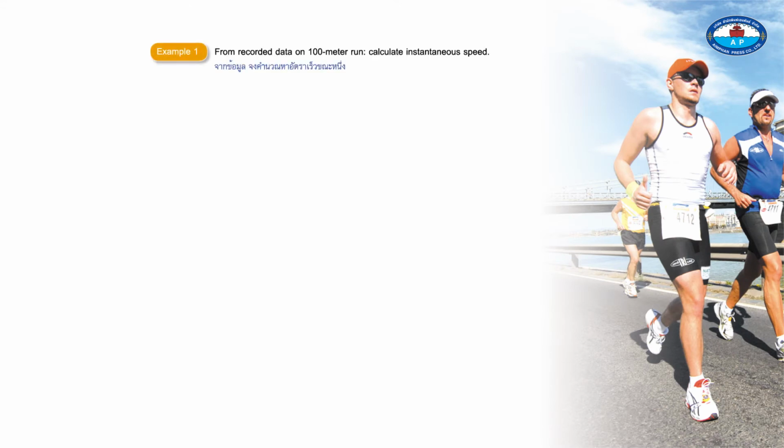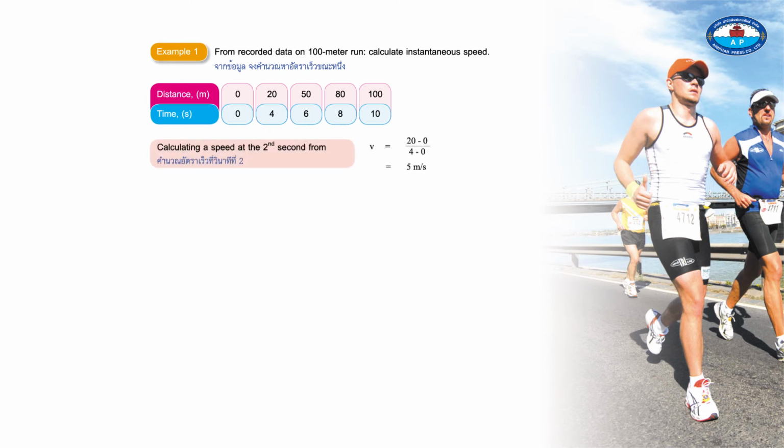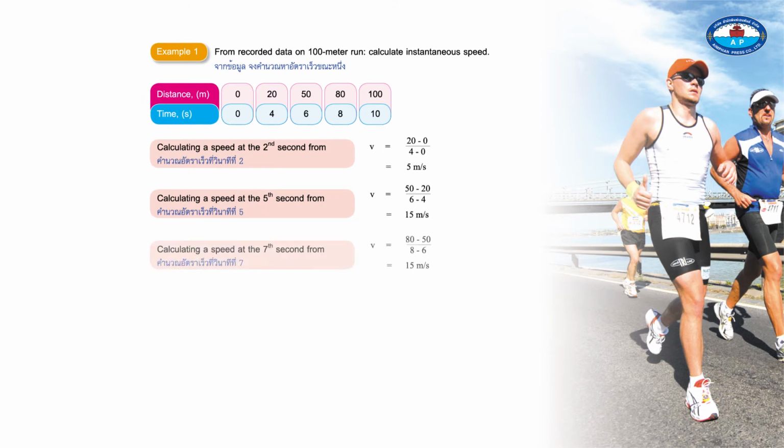Example 1. From recorded data on a 100-meter run, calculate instantaneous speed. Calculating a speed at the 2nd second from. Calculating a speed at the 5th second from. Calculating a speed at the 7th second from. Calculating a speed at the 9th second from.